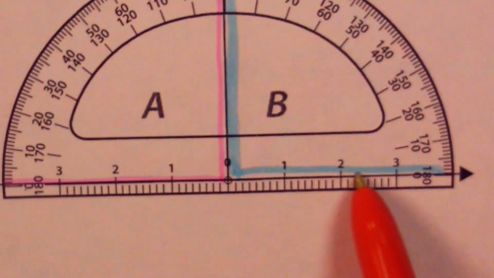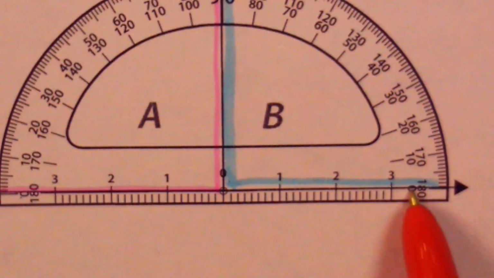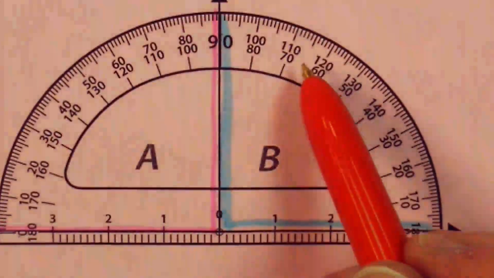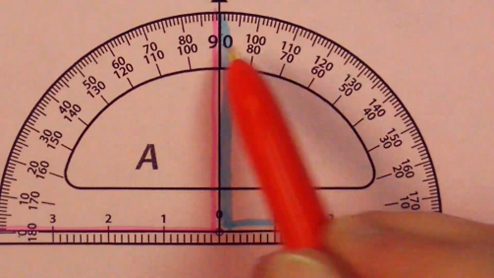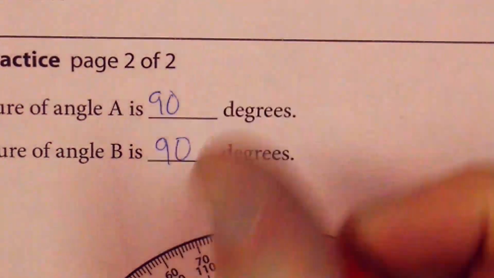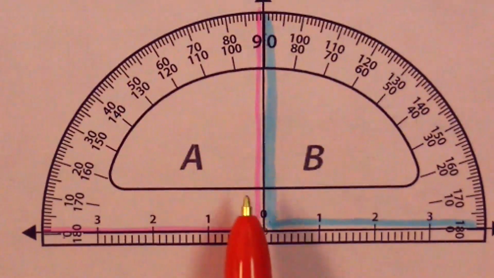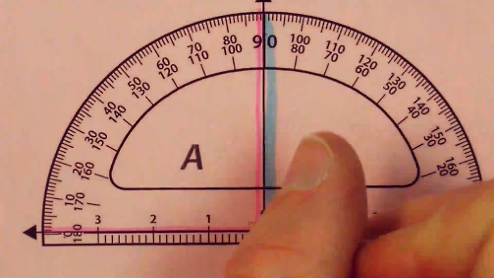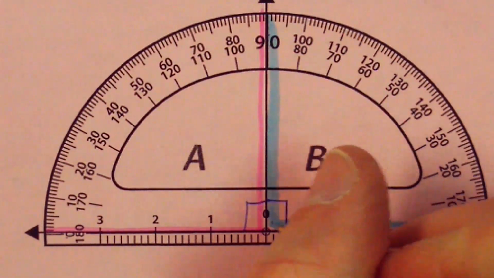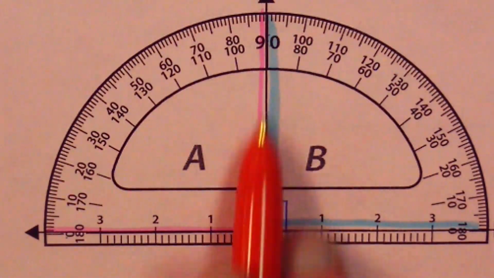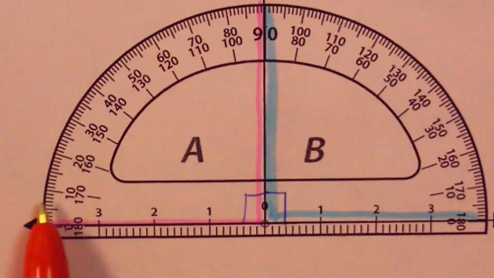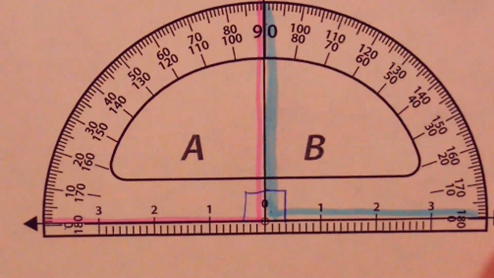Follow the blue out to 0. 0 is the bottom number. 10, 20, 30, 40, 50, 60, 70, 80, 90 again. They're both the same. Why does that make sense? Because if you think of these as right angles, because they make squares, a right angle and a right angle make a flat line, 180 degrees.